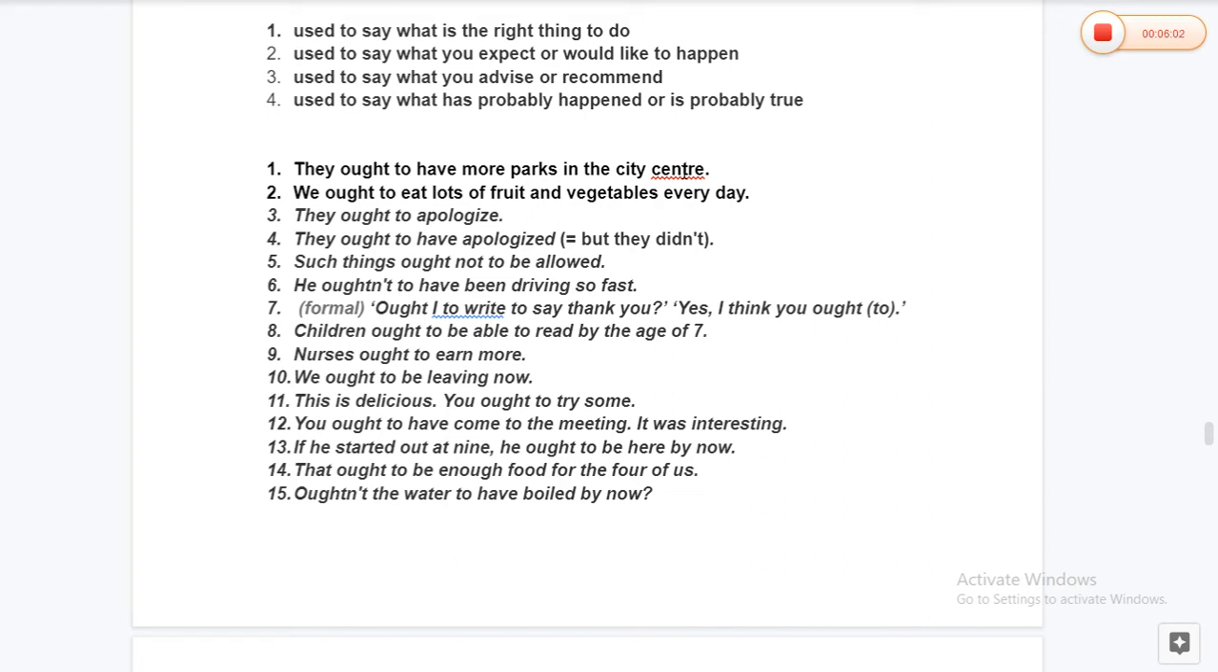Formal: Ought I to write to say thank you? Yes, I think you ought to. Ought I to write to say thank you? Yes, I think you ought to. Children ought to be able to read by the age of 7.